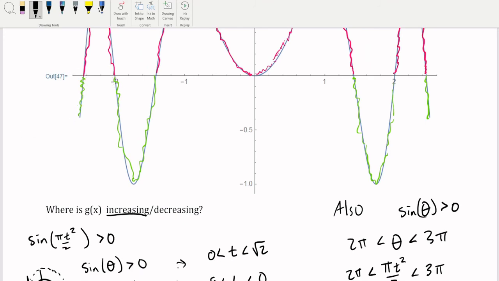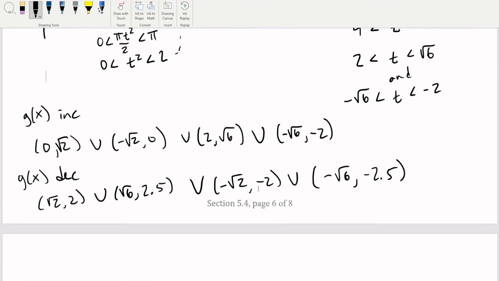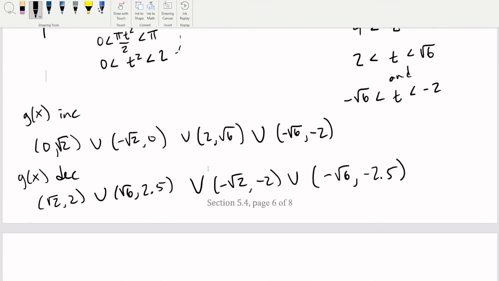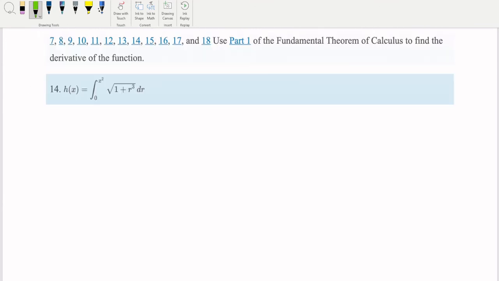Boom. And then to the end. So there you go. Intervals of increase, decrease. All right, so the last thing in this section is talking about some more general scenarios with these functions, because you don't just have to have an x here, right? You can have almost anything you want.